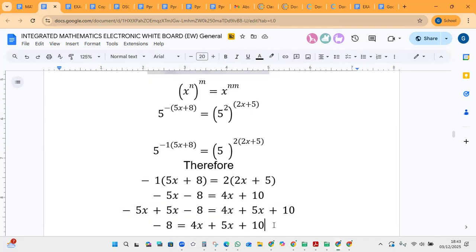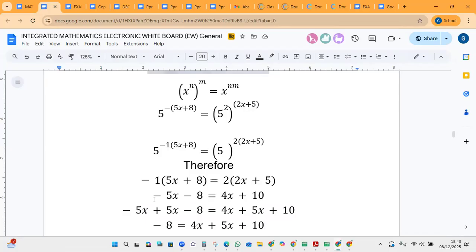As you can see, that -1 was deliberately put there to show that you're multiplying by -1. -1 by 5 is -5, and -1 by 8 is -8. 2 twos are 4, 2 fives are 10. Now you have a -5x on the left side and a positive 4x on the right side. So let us cancel all that -5x, so that we can have all x's positive.